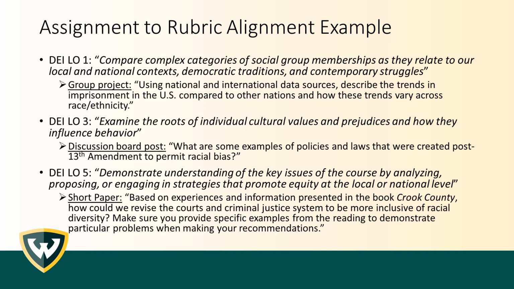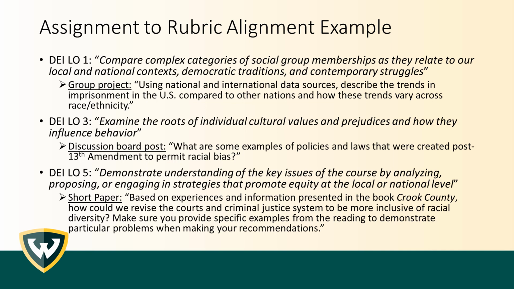Learning Outcome 3 in the DEI rubric states, examine the roots of individual cultural values and prejudices and how they influence behavior. An assignment that aligns with Learning Outcome 3 could be to ask students to post responses to Canvas discussions, like, what are some examples of policies and laws that were created post-13th Amendment to permit racial bias?